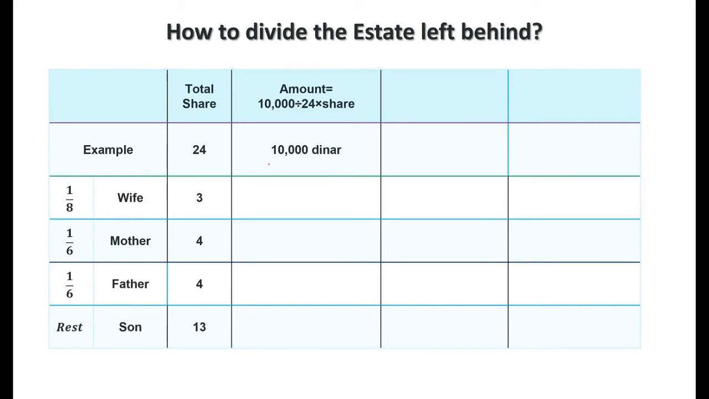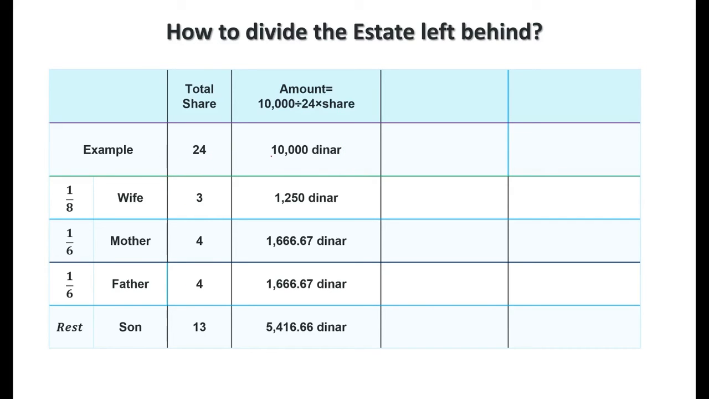In the 10,000, we work out by 10,000, or the wealth, whatever it might be, any wealth that you have, this is how you do it. 10,000 divided by the total share of the case. That's why we build a case. The money divided by the total share of the case, and the result times the share of each heir.